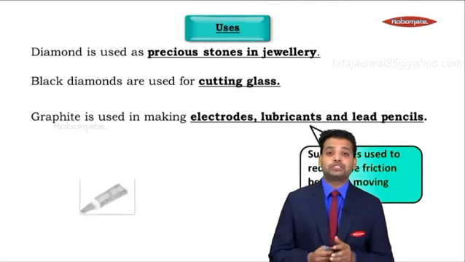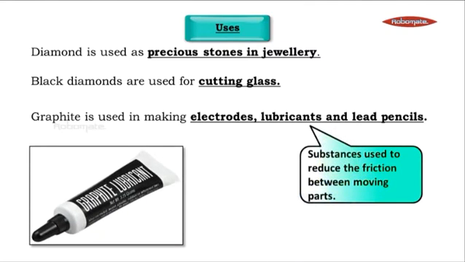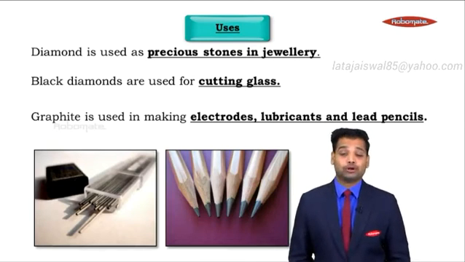Lubricants are substances used to remove or reduce friction between moving parts. The best example would be grease. So graphite is its own lubricant, and it is used in lead pencils, which you've used since your childhood.